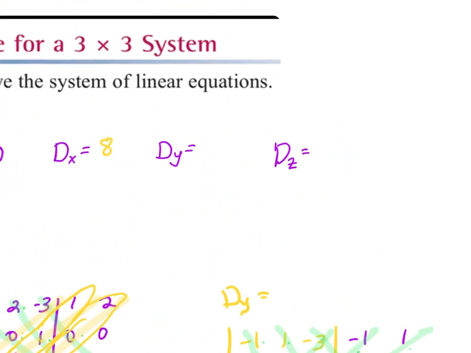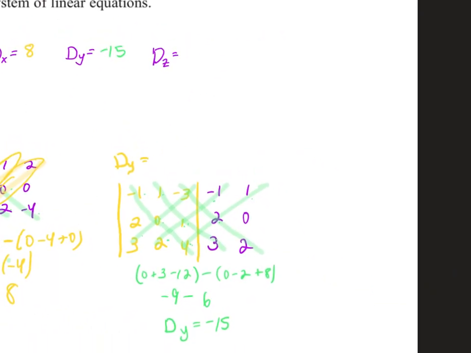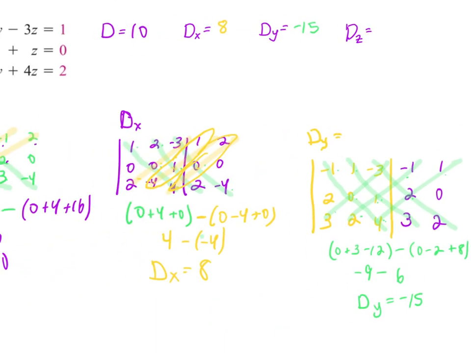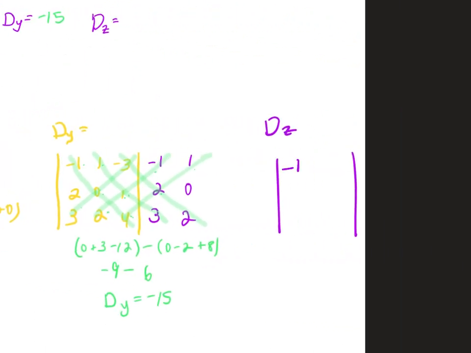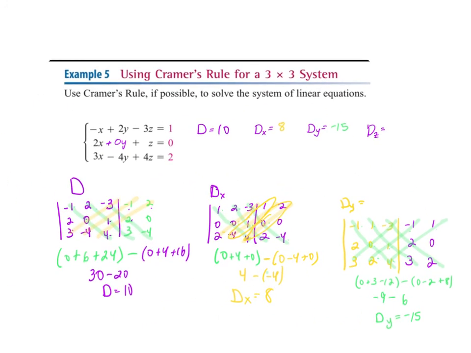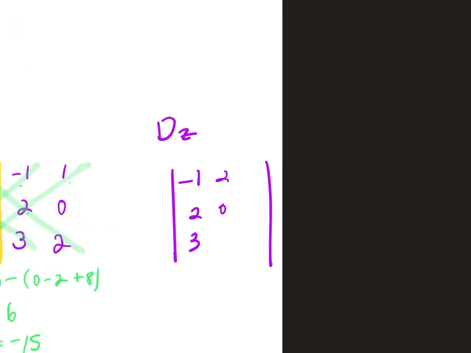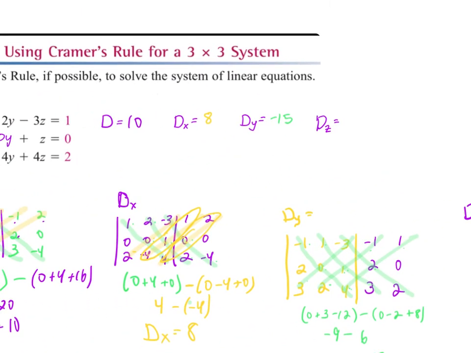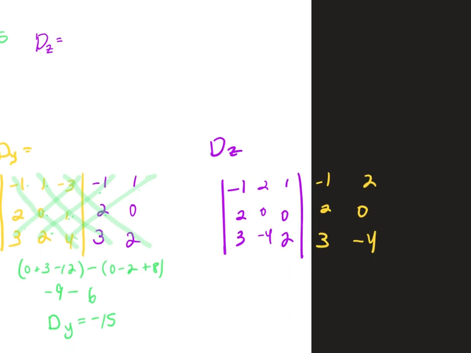So D sub y is negative 15. And now I'm just going to find my D sub z and then we're done. So instead of my z coefficients, I'm plugging in the answers. So negative one, two, three; negative one, two, and three; 2, 0, negative 4; and then my answer column is 1, 0, 2. Recopy the first two, so negative 1, 2, 3, 2, 0, negative 4.